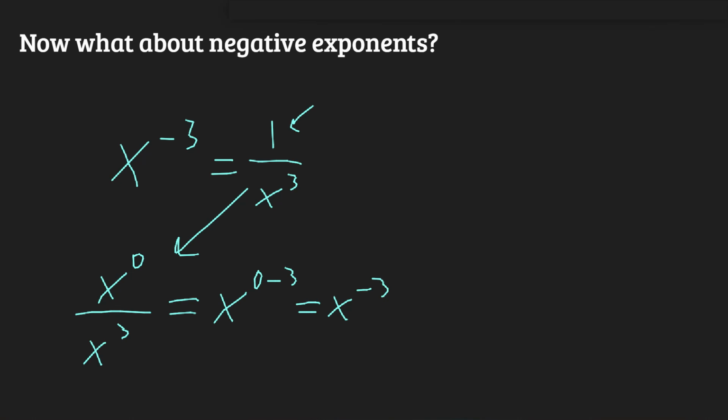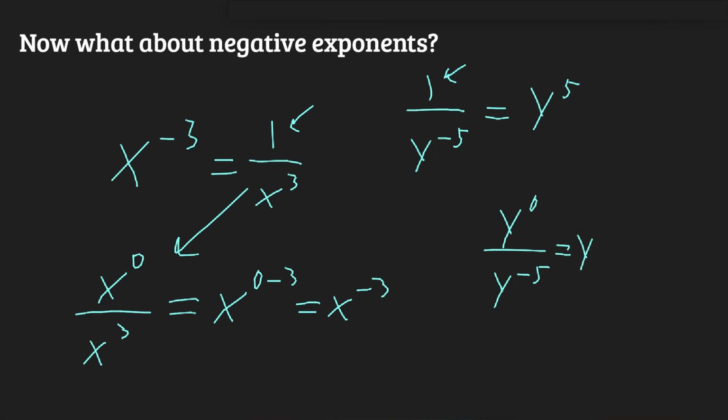Now this also works for the opposite direction too. So let's say we have 1 over y to the negative 5. This is equal to y to the 5. And I'll show you why here. So remember, anything to the power of 0 is equal to 1. So let's say we have y to the 0 divided by y to the negative 5. This is equal to y to the 0 minus negative 5, right? So we're subtracting a negative here, so we're actually adding. So this is y to the 0 plus 5, which is equal to y to the positive 5, just like we saw up here.